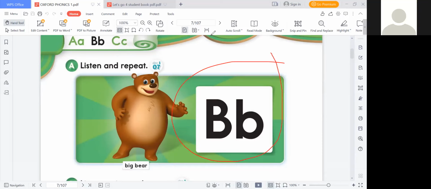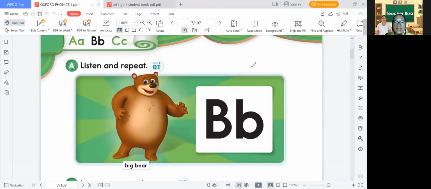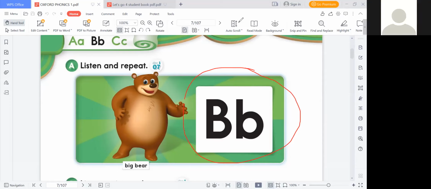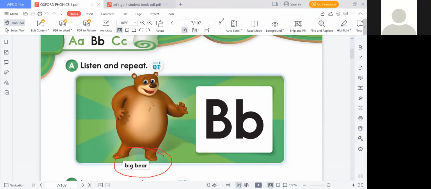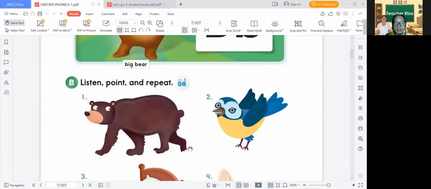This is letter B. Okay, what letter is this? It's letter B. Can you please repeat? This is letter B. Okay, what letter is this again? Letter B. Okay, we have B for bear. With me. Okay, very good. So here are the examples that start with the letter B.